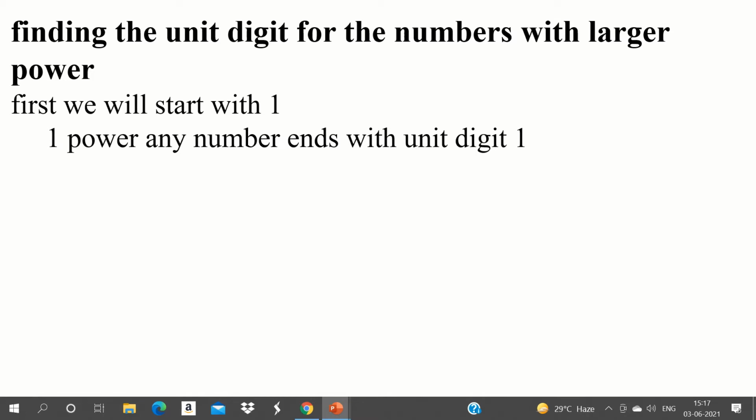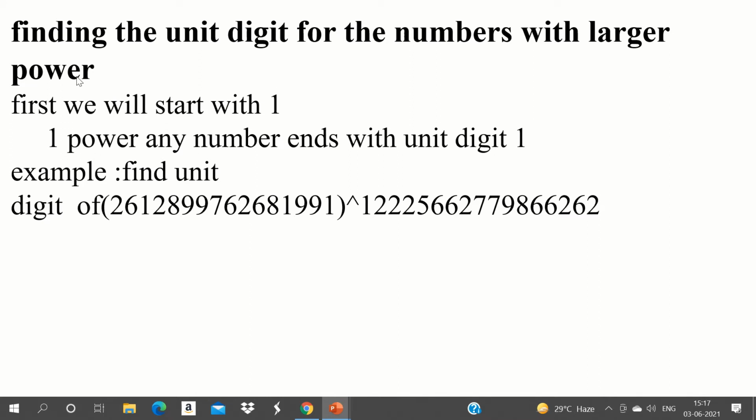If a number ends with unit digit 1, no matter how big the power is, it will always give a unit digit of 1. Suppose 1 power 1 lakh is there, it will always give 1 as a unit digit. So if you see a simple problem, you can understand this is a number with unit digit 1.